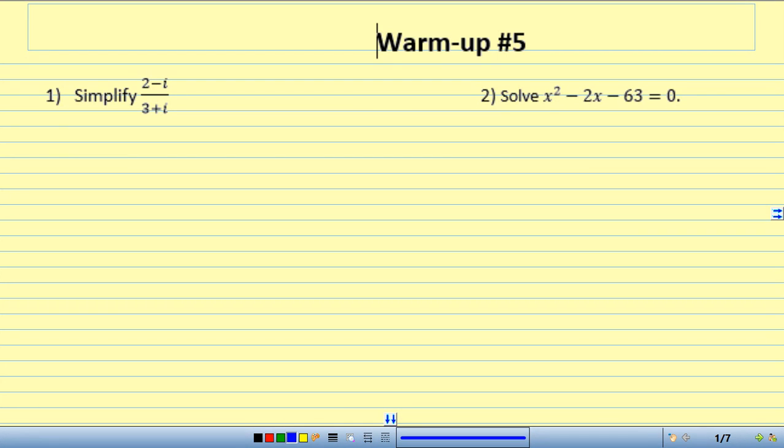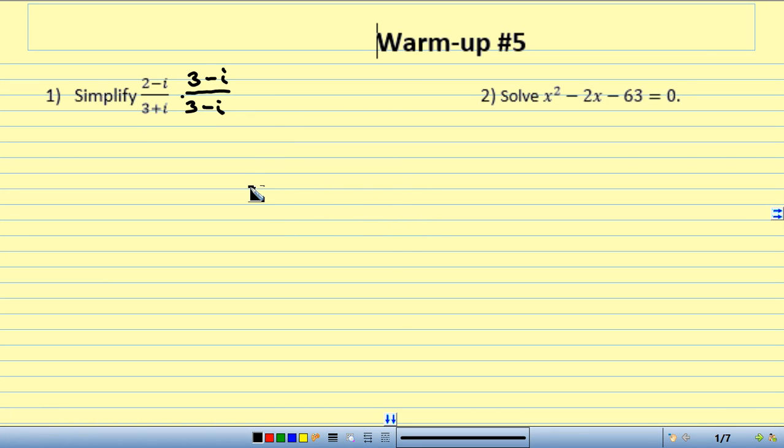But before we do anything, we have a nice little warm-up for you. Simplify (2 minus i)(3 plus i) over 3 plus i. To do this, first we are going to multiply both the top and bottom by the complex conjugate of the bottom imaginary number. We have 3 plus i, so its complex conjugate is 3 minus i, and we're going to multiply both top and bottom by 3 minus i.